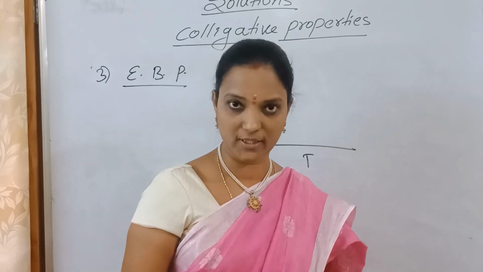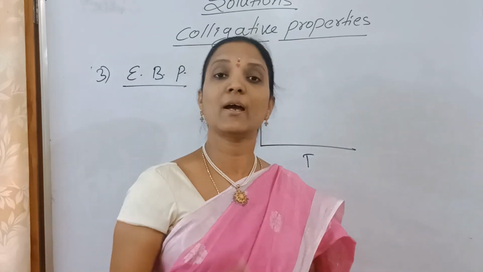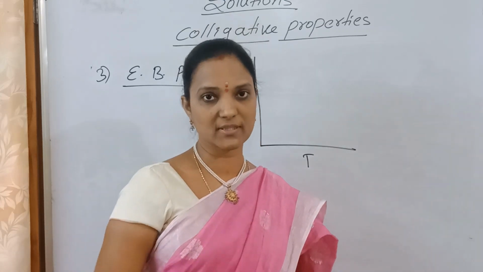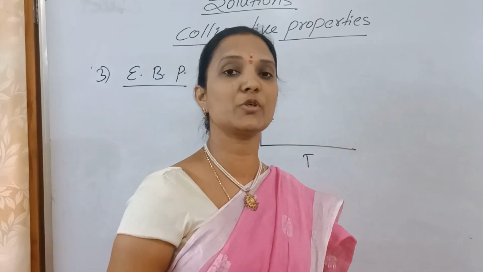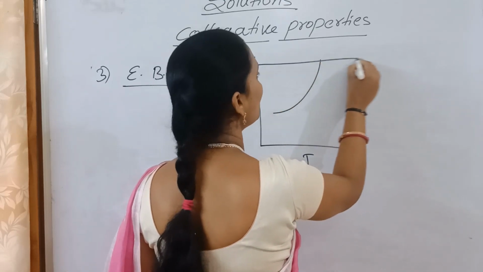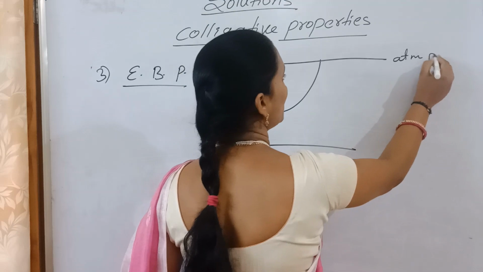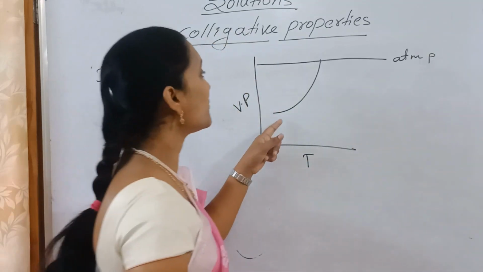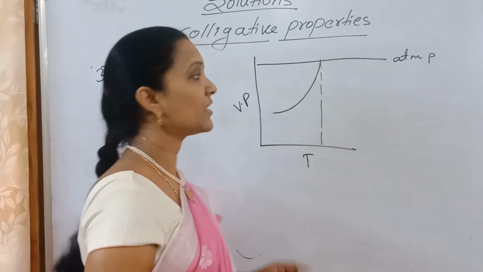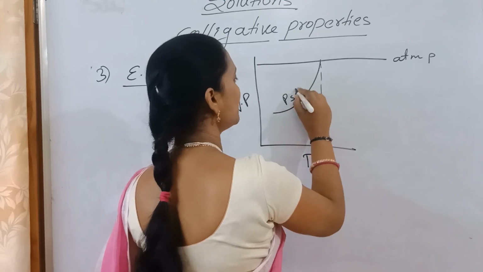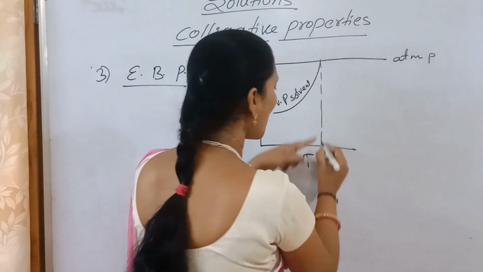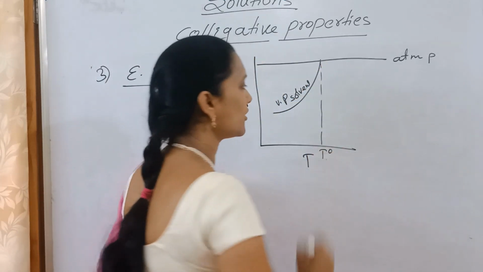The rate of evaporation increases with an increase in surface area, and also with an increase in temperature. Vapor pressure is independent of surface area, but as the temperature increases, vapor pressure increases. At a particular temperature, it becomes equal to atmospheric pressure. The temperature at which the vapor pressure of a given component equals atmospheric pressure is the boiling point. For example, for a pure solvent, this is the vapor pressure curve, and this is the boiling point of the pure solvent.